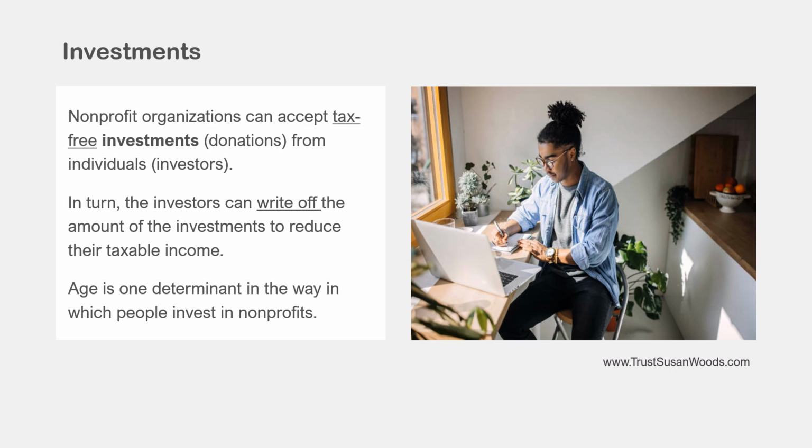Let's talk about when people give money. We always say, you know what? If you give us some money or if you invest in our nonprofit, you can write it off. But what does that actually mean? Let's say that a person makes $50,000 per year and they want to reduce their taxable income by $10,000, meaning they only want to pay taxes on $40,000. They can donate or invest $10,000 to an official 501c3 nonprofit organization and write off $10,000.